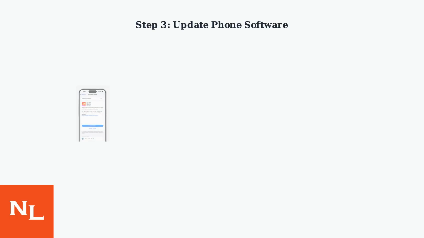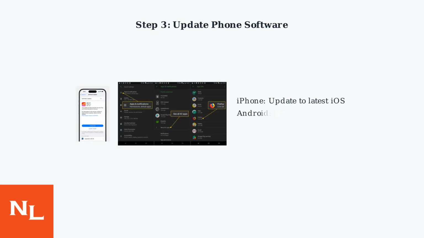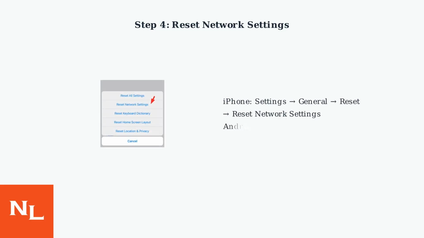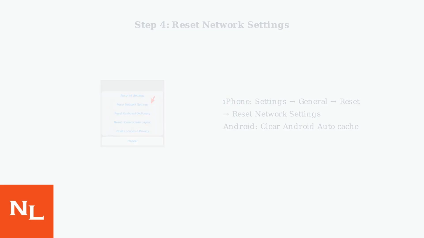Ensure your phone software is current. Update your operating system and the Android Auto app for Android devices or iOS for iPhones. If updates don't help, try resetting your network settings. This clears saved connections and can resolve compatibility issues.